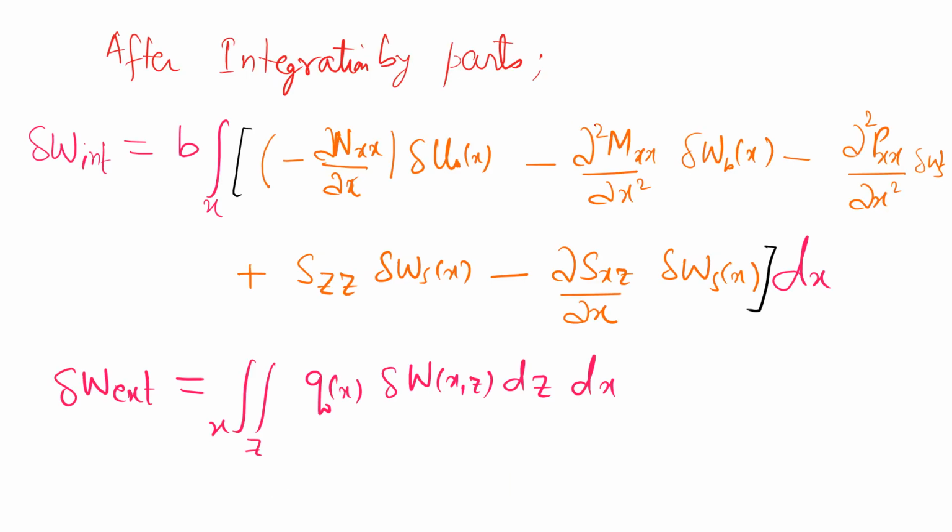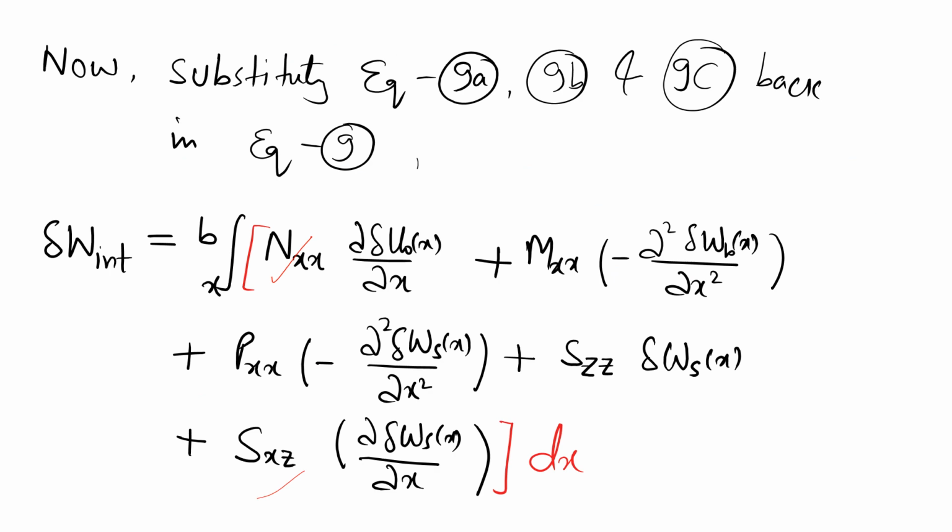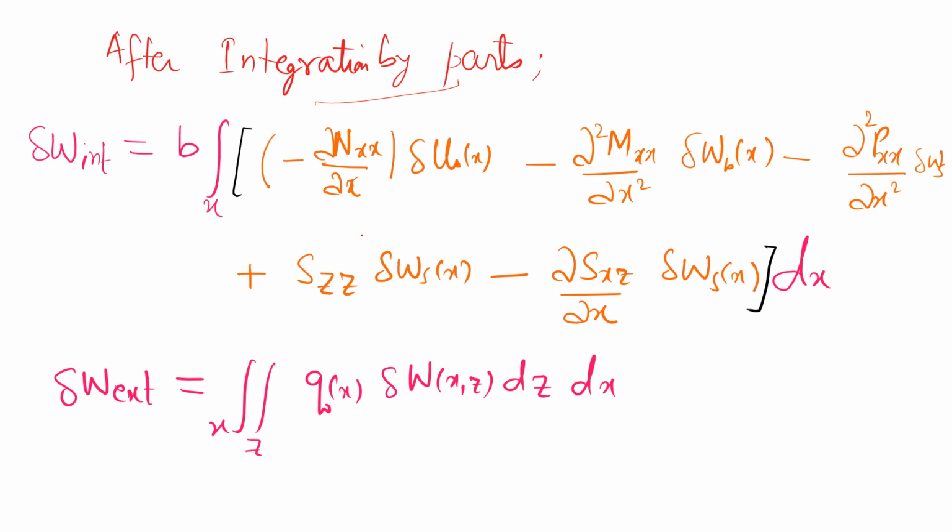Okay, so after integration by parts, we will be left with b, which is the width, obtained by integrating with respect to the y coordinate. So we have directly taken b, the width of the beam. And after integration by parts, we are getting this plus the boundary terms, which I haven't written. And the external work done, we know, is q naught of x into the variation of the transverse displacements.